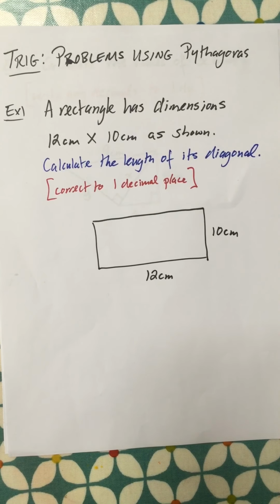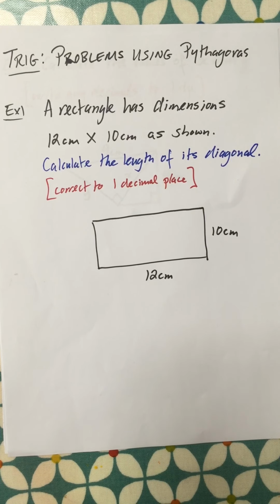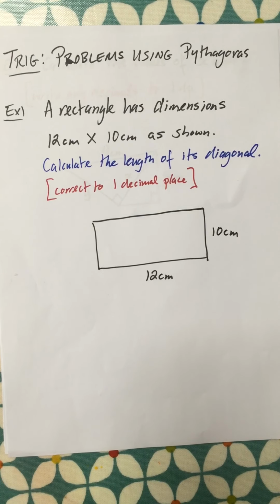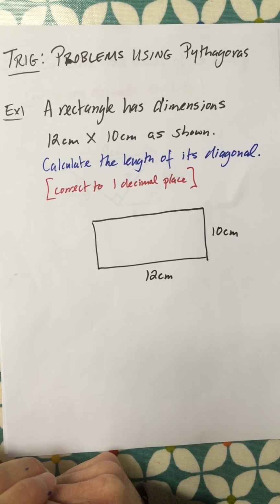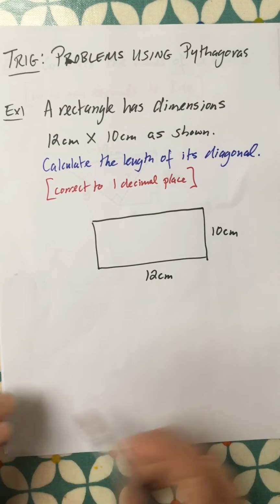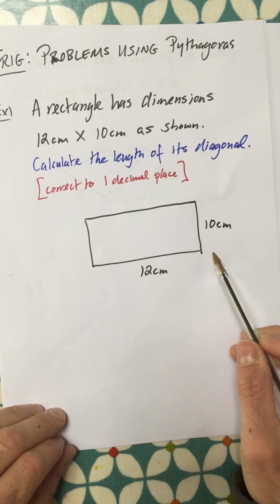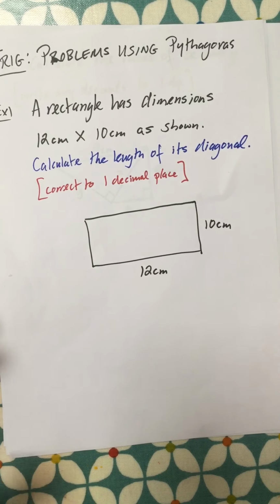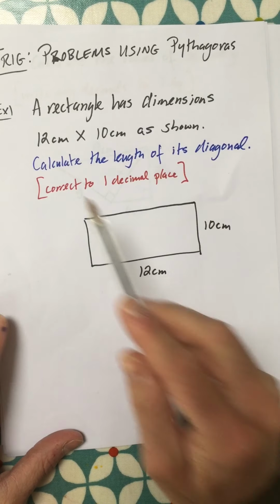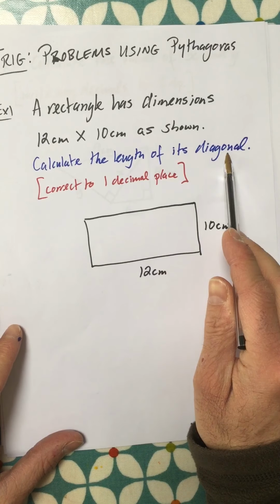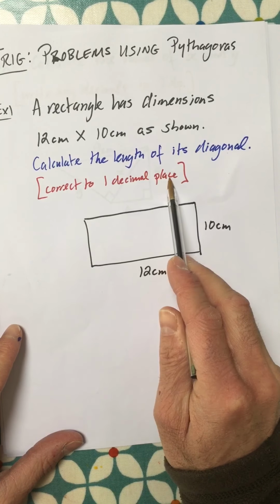In this video, I'm going to talk about solving problems using Pythagoras' theorem. Here is one example. A rectangle has dimensions 12 centimeters by 10 centimeters as shown. So look, you have a rectangle that's 12 centimeters long, 10 centimeters wide. So it's 12 by 10. Calculate the length of its diagonal, correct to one decimal place.